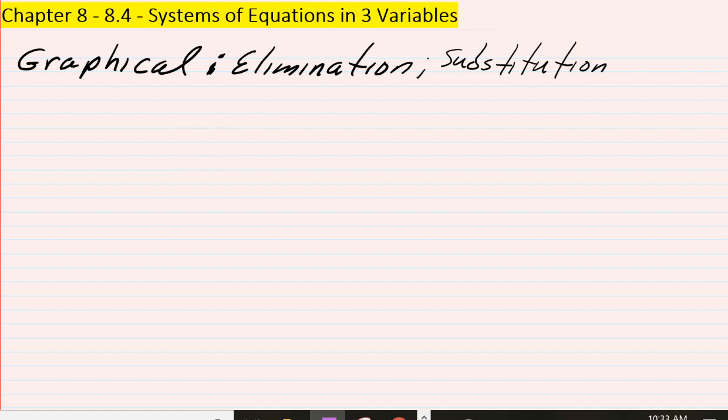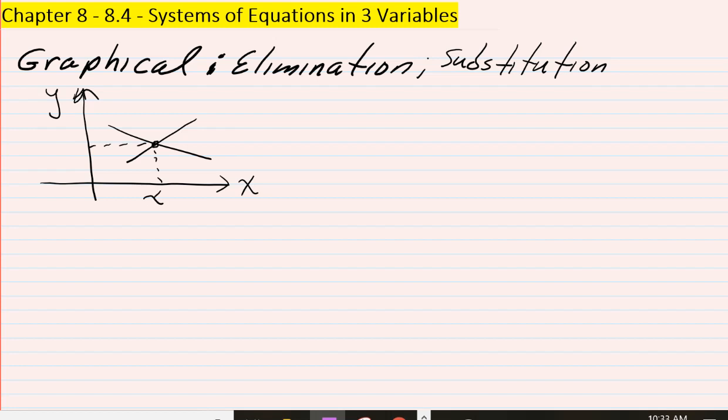But just to give you a little bit about the graphical method, when you graph two lines, a number of things could happen. For example, you could have two crossing lines, and in that case, the point of intersection is the solution to the system. Here I have x1, y1 marked, and this is where the solution is. The system, in this case, is called a consistent system. That means it has at least one solution.